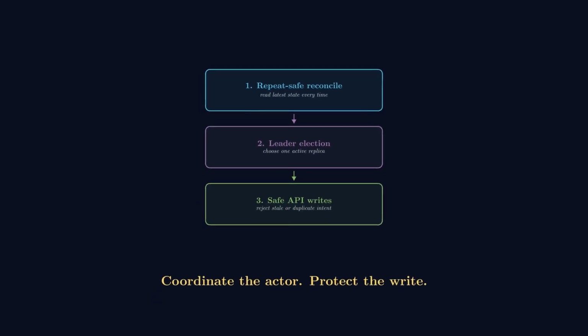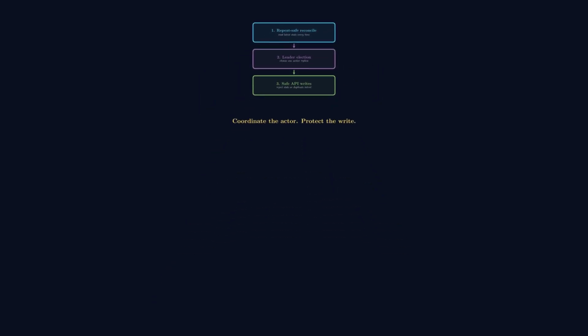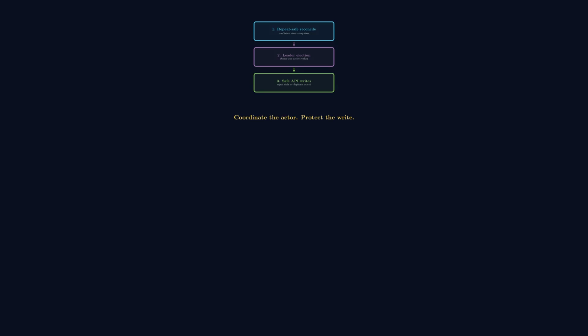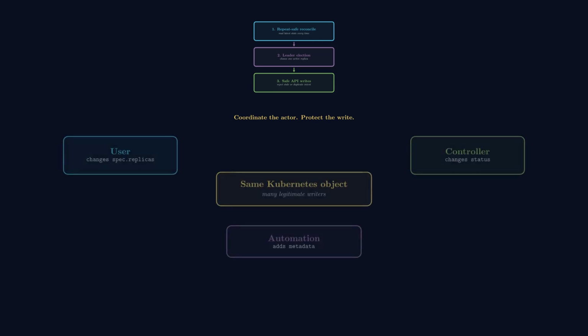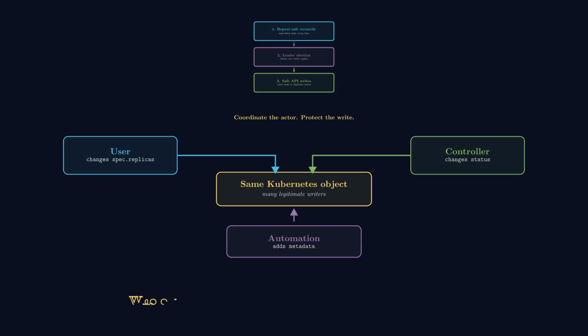But there is one more problem. The same Kubernetes object can be changed by different people or controllers at the same time. For example, a user may change how many pods should run. At the same time, the controller may update how many pods are actually available, while another automation adds a label or annotation. These changes are all valid, but they affect different parts of the same object. So how can each one make its change without accidentally removing somebody else's?